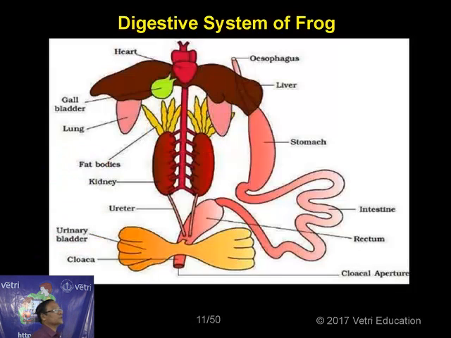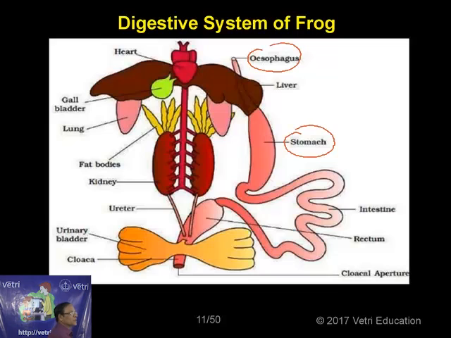Now this is another picture, with color, showing the organs separated and isolated. This is the esophagus, starting from the buccal cavity. Then this is a tubular stomach, followed by the intestine, which extends to the rectum. So we don't have any ileum. In some cases, this part near the stomach is given as the duodenum.